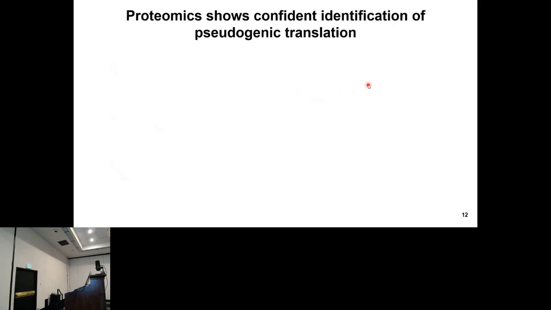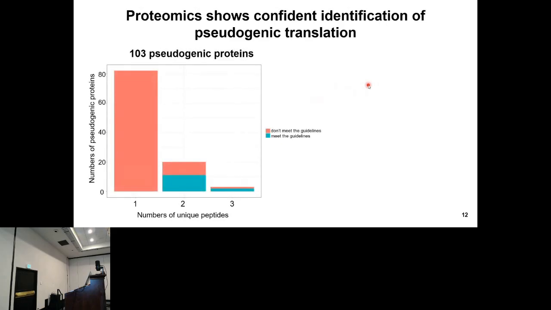After analyzing our proteomics data, we were able to confidently identify 103 pseudogenic proteins detected with at least one unique peptide. 13 of them were also detected according to HPP guidelines, which means that they were detected with at least 2 unique non-nested peptides, each 9 or more amino acids long. Also, they were not a result of a single amino acid variant of a canonical annotated protein.